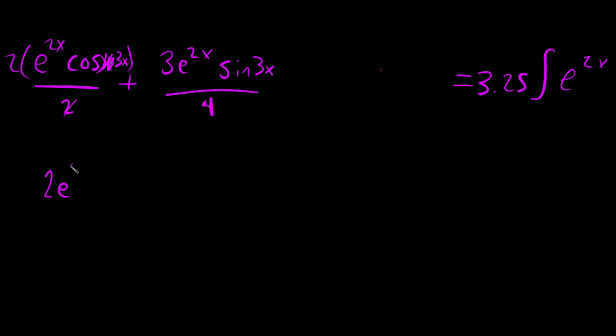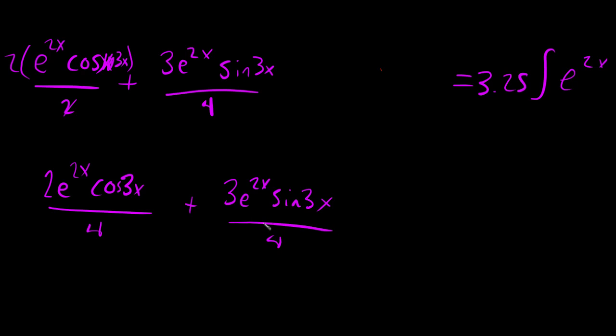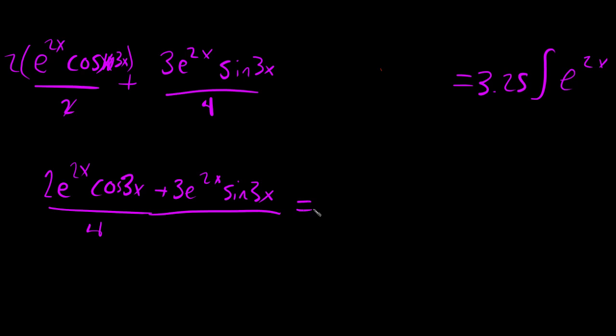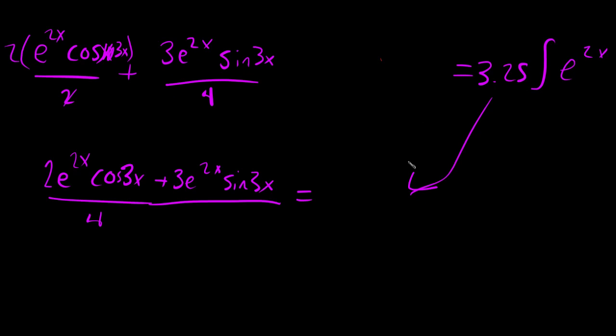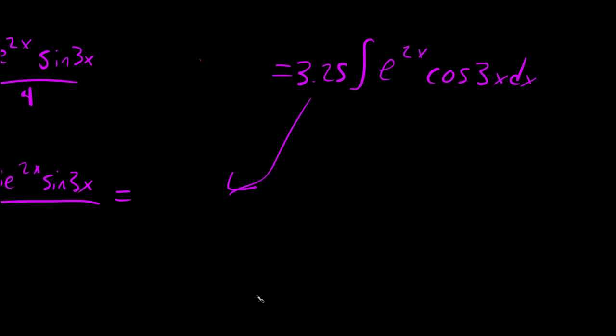So this is just going to equal 2e to the 2x cosine 3x over 4 plus 3e to the 2x sine 3x over 4. They're not two different things, my bad. Plus 3e to the 2x sine 3x. There is equal to, and then this integral. Okay, so we want to find what just this integral alone is. This integral up here is alone. We don't want to find what it is multiplied by 3.25.